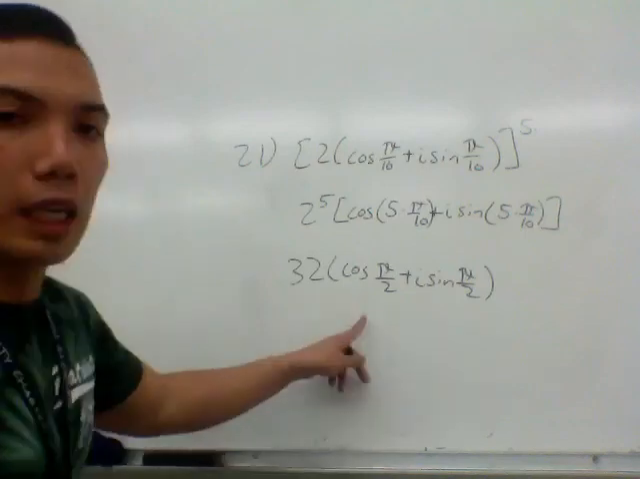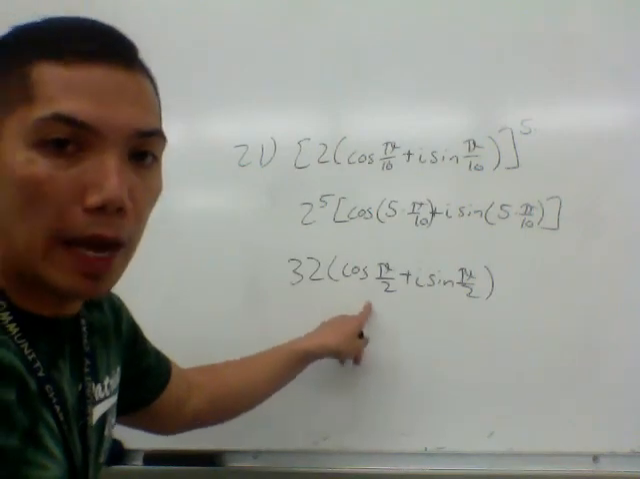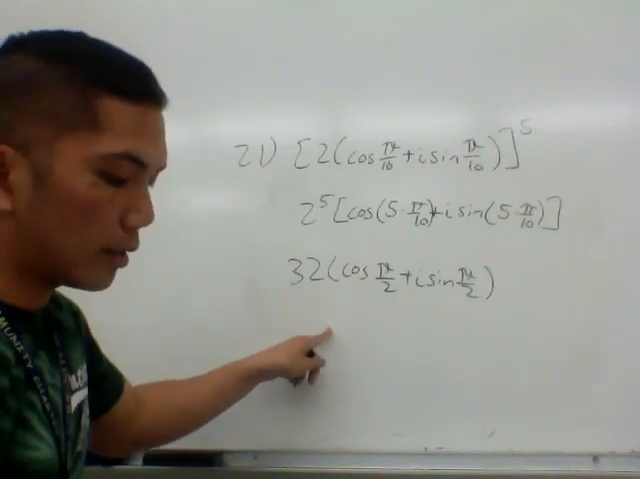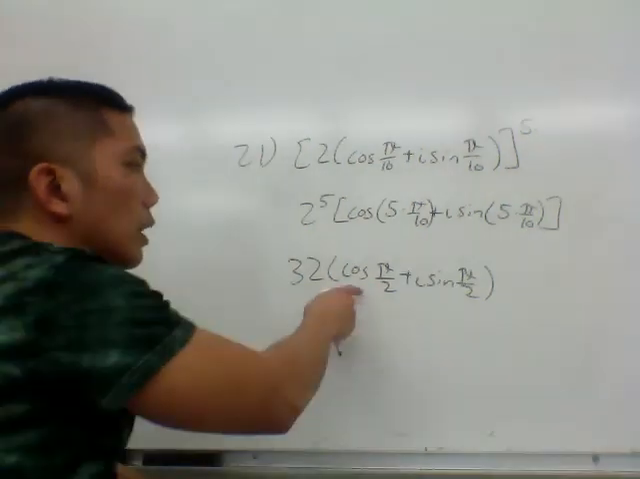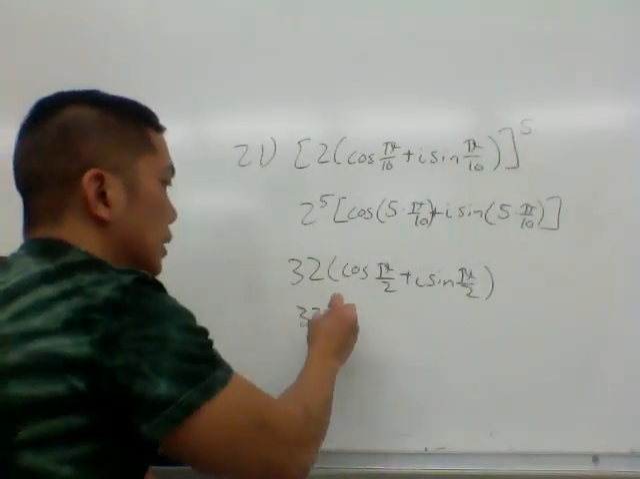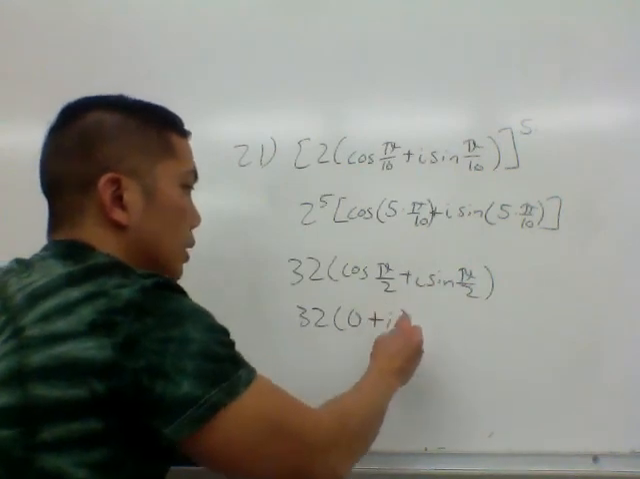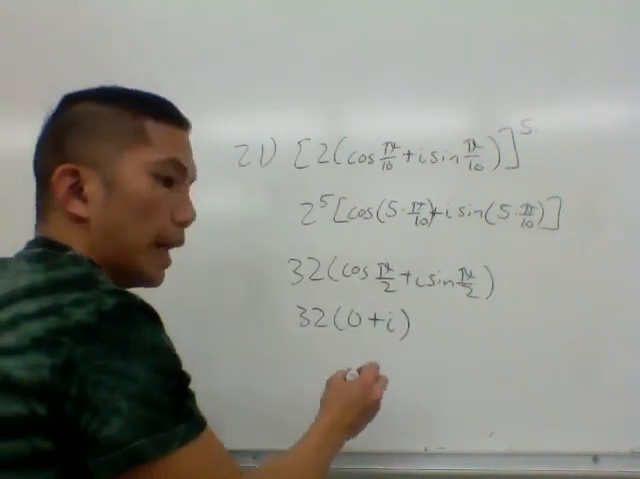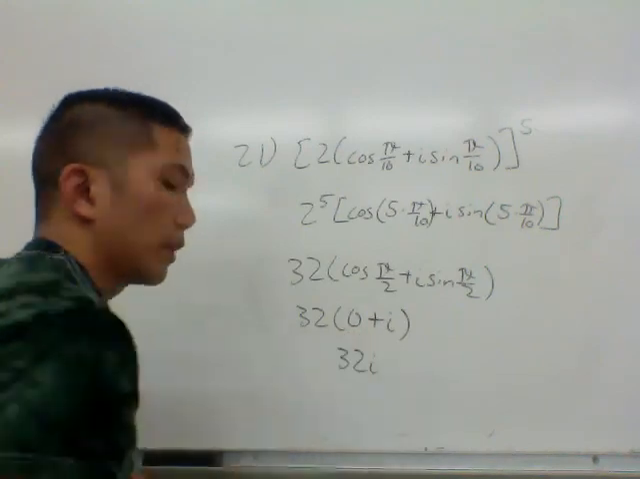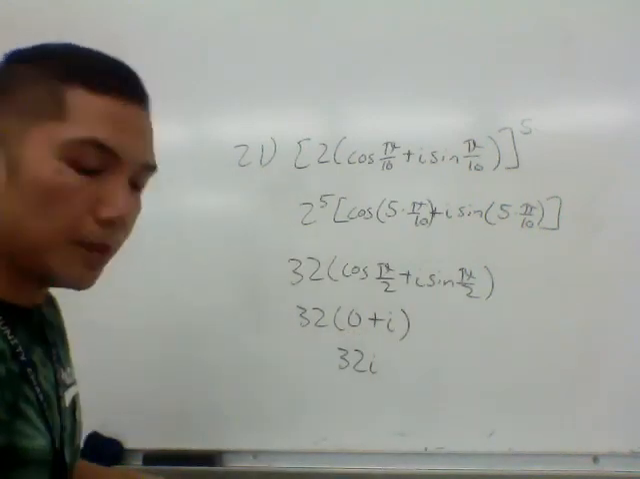If we were told to leave it in polar form, this would be the answer. But it says to find it in standard form, so we have to evaluate this. The cosine of pi over 2 is 0, and the sine of pi over 2 is 1. So that just becomes i. So my answer here is just 32i. Okay.